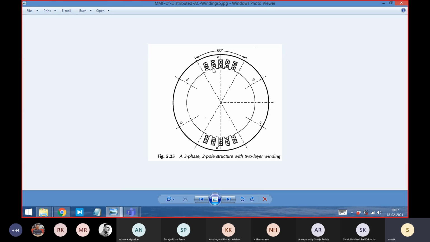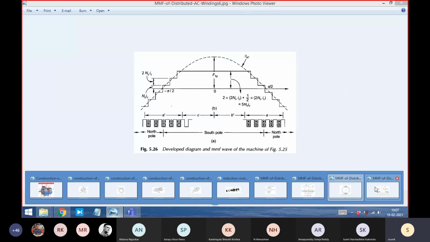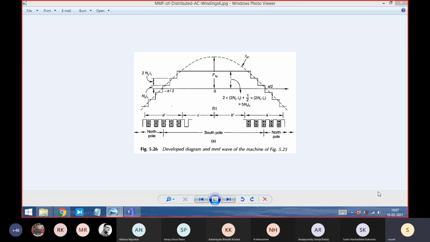Coils are placed here, conductors are placed here, and the coil axis is orthogonal to it. So just remember this picture, and this 60 degrees is the coil span. It is having a span of 60 degrees, and the coil pitch is 180 degrees. That is why the cross conductors are 180 degrees apart. You know that already, I'm just reminding.